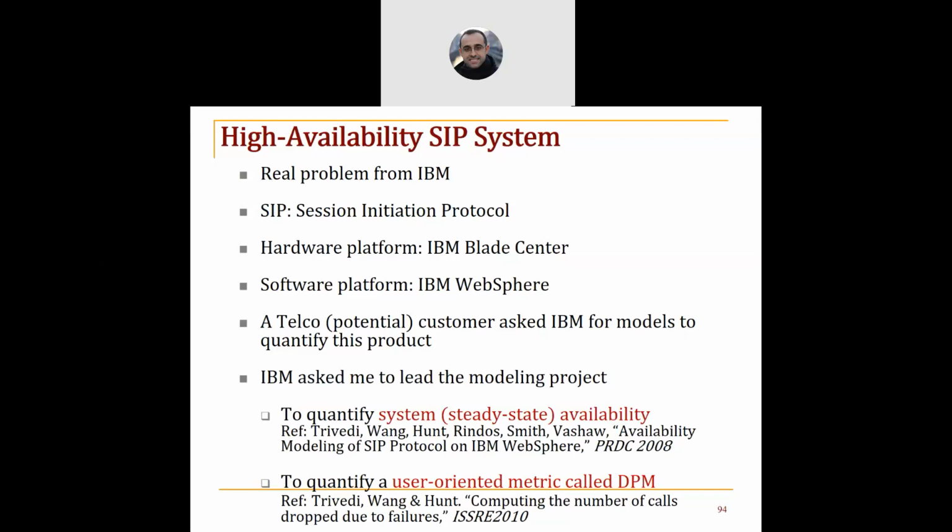So IBM asked me to lead the modeling project, and it turned out that there were two different models to be developed: one to quantify system steady-state availability, and the other to quantify the user-oriented metric called DPM, defects per million. After the work, we published two papers. One paper was published in PRDC 2008 on the availability model, and the second in ISSRE 2010 for the DPM model. I'm not going to describe the DPM model. It's very interesting in itself and could be a separate tutorial, but I'm going to describe the availability model here.